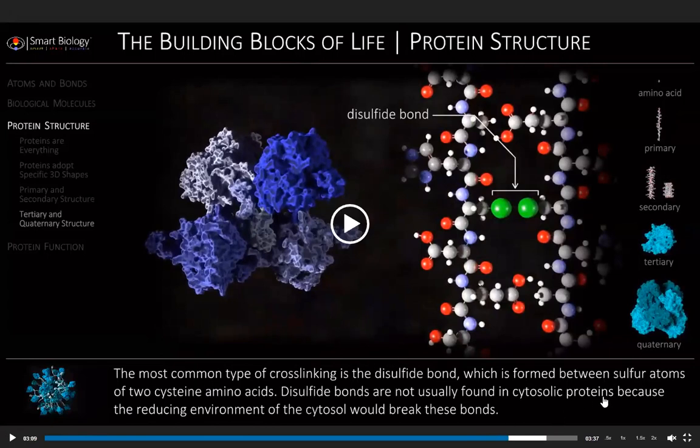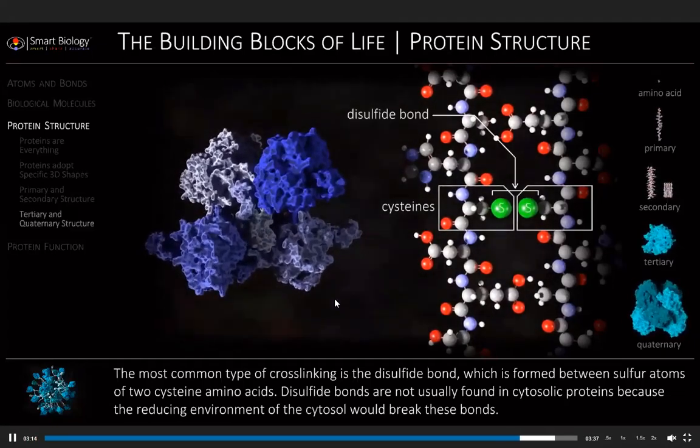They're usually not found in cytosolic proteins, and this is very interesting, because we have a reducing environment in the cytosol. Which means there are many reducing agents, many electron donors in the cytoplasm, which will potentially break these disulfide bridges. So very rarely do we have disulfide bridges in soluble proteins in the cytoplasm, because the disulfide bridges cannot be maintained. Disulfide bridges are found much more in the extracellular environment and in membrane-bound proteins that face the extracellular environment, in order to give them a structural support that is very important for their function.